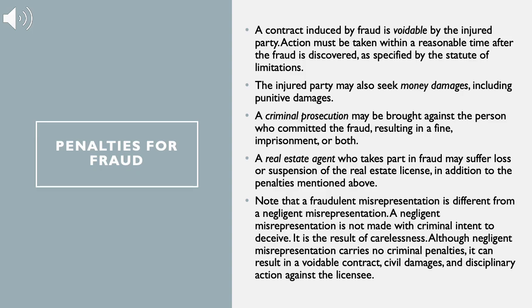Penalties for fraud. A contract induced by fraud is voidable by the injured party. Action must be taken within a reasonable time after the fraud is discovered, as specified by the statute of limitations. The injured party may also seek money damages, including punitive damages. A criminal prosecution may be brought against the person who committed the fraud, resulting in a fine, imprisonment, or both. A real estate agent who takes part in fraud may suffer loss or suspension of the real estate license, in addition to the penalties mentioned above.